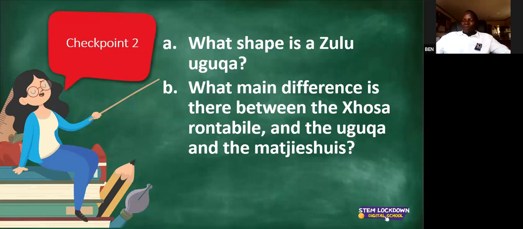Now, number B, what main difference is there between the Xhosa rondavel, the iguka and the Makis houses? The main difference. What is the main difference between those three houses that you have seen? Yes, the shape, the material used. Good. Elisa, Govenda, it is the materials. The difference is the materials and the shape used. Correct. I'm very happy that you know the answers.